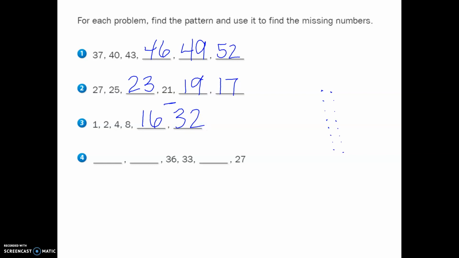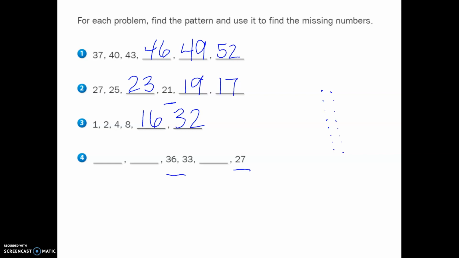Now when I look at number 4, hey, wait a minute. The first numbers aren't there. How do I know? Well, I've got some numbers in the middle, and I've got one at the end. So it looks like I'm going from 36 to 33. That's going backwards. So I have to count back. 36 minus 3 is 33.